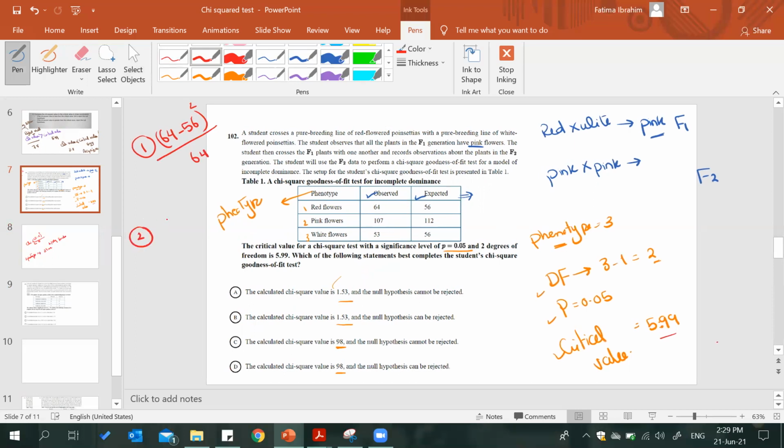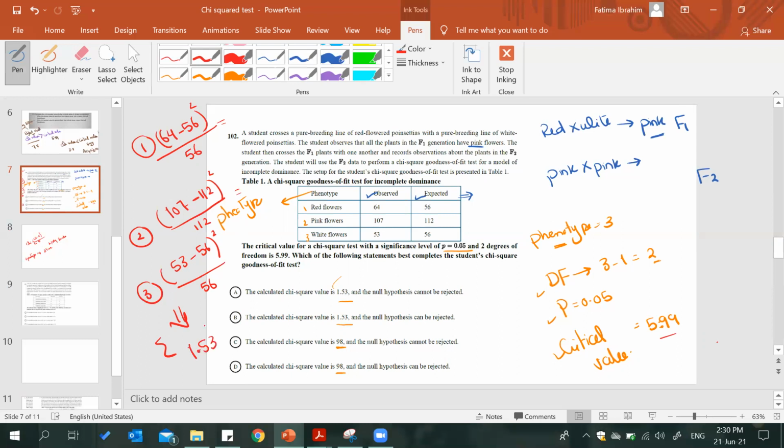The second phenotype equals observed minus expected, in that case 107 minus 112, to the power of 2, divided by 112. And the third phenotype, the white flowers, is 53 minus 56, to the power of 2, divided by the expected, not the observed. So here it is 56, 112, and here 56 as well. If you calculate all of those and sum all the results, it will equal 1.53.